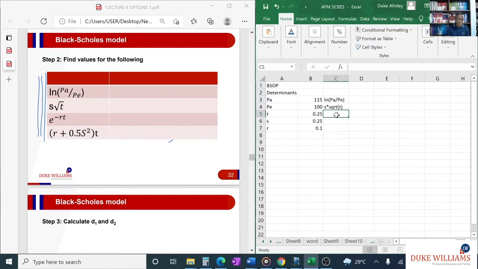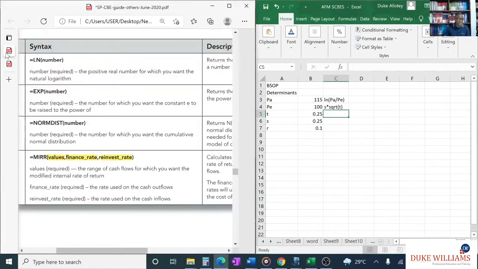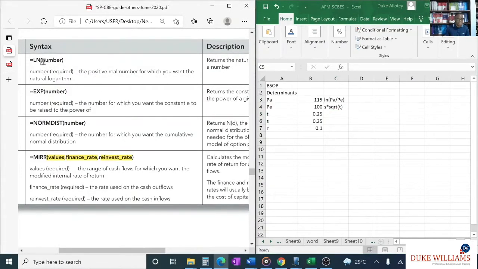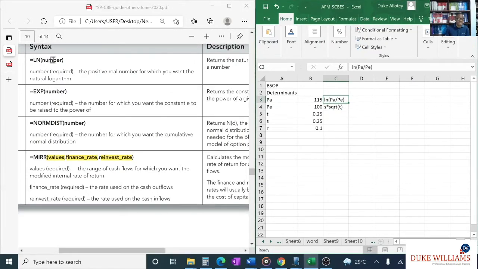I need e raised to that. Now, just a quick one. This ln is what you see here, the one provided by the ACCA. It is the natural log, ln. So we just put equal to ln, and we have that. Then the exponential function, exp, the number.